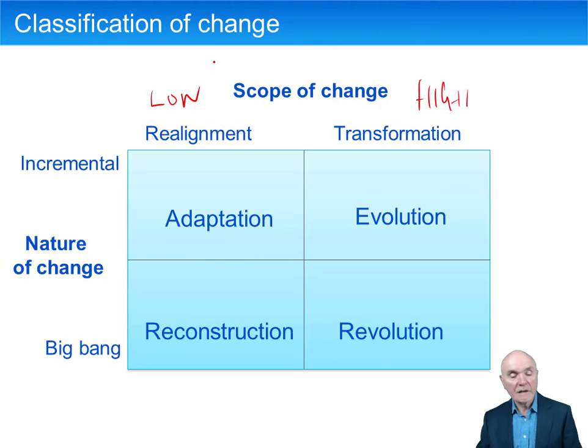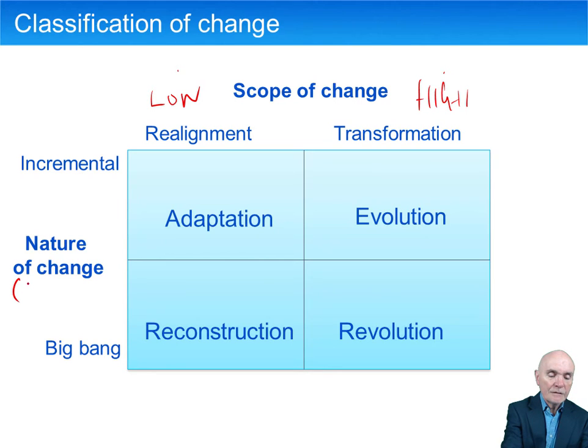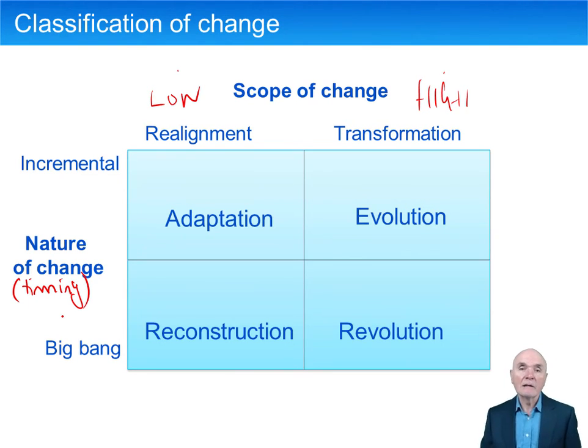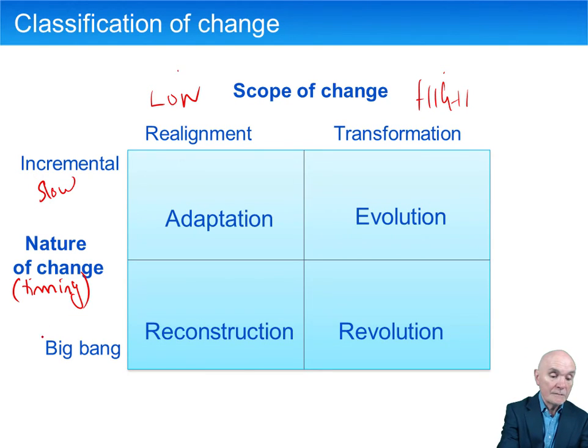On the left hand side we've got relatively minor changes. On the right hand side we've got very major, very fundamental changes. And then down the left-hand side here we have the nature of change, which is primarily to do with the timing. Basically, incremental means we're doing a little bit at a time, whereas big bang means we're doing everything at once. So this is kind of slow, this is immediate.